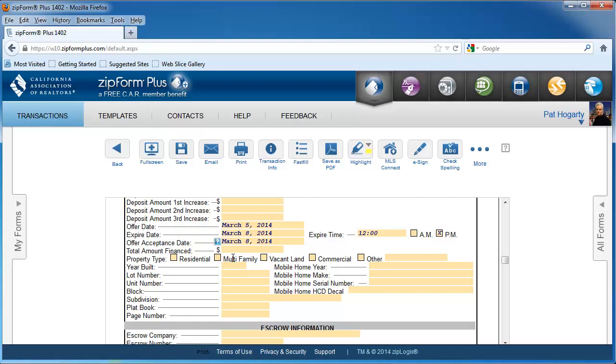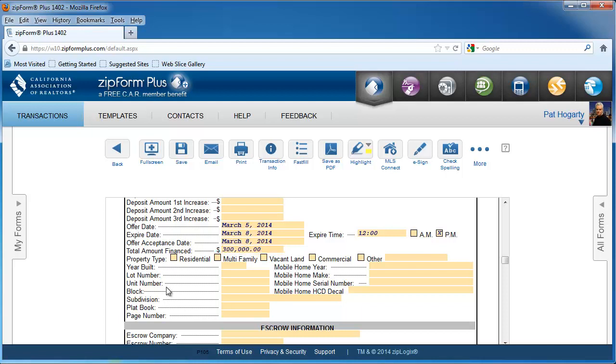The next thing that we're going to put on here is the total amount that's going to be financed. So what's going to happen is if the people are buying it for $425,000 and they're going to finance the property, let's say they're going to finance $300,000. Meaning that they're going to come in with a total down payment when they're all said and done of $125,000.